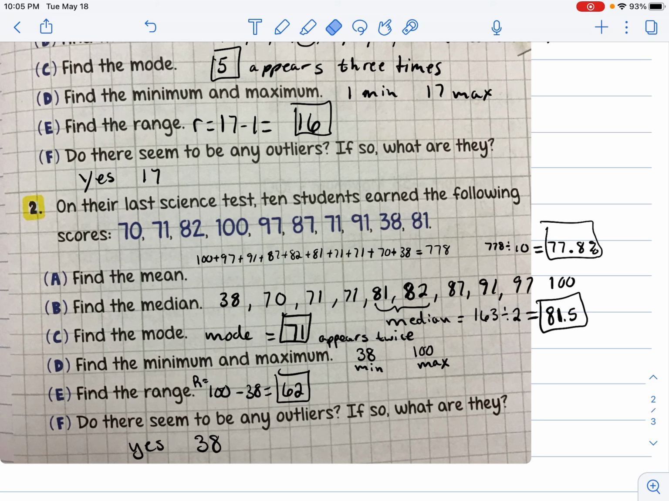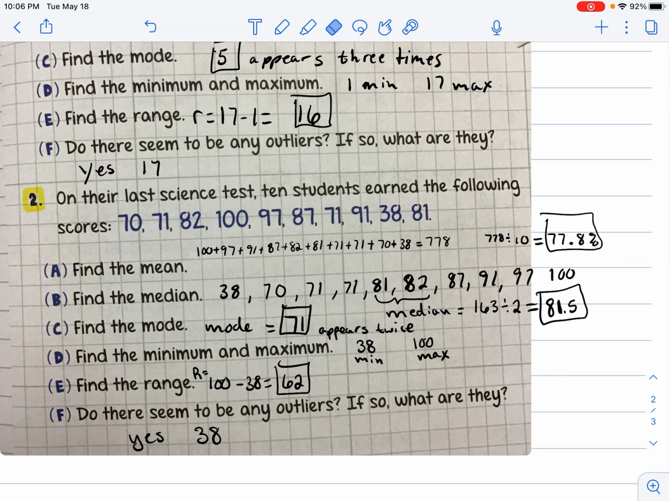Maximum, minimum: our least score is 38. Our max score is 100. So to find our range, we're going to take our max minus our min. That's going to give us 62. So there's a difference of 62 points from the lowest score to the highest score. Okay, and then once again for outliers, that 38 is pretty far from the rest of the scores, so that would be our only outlier.